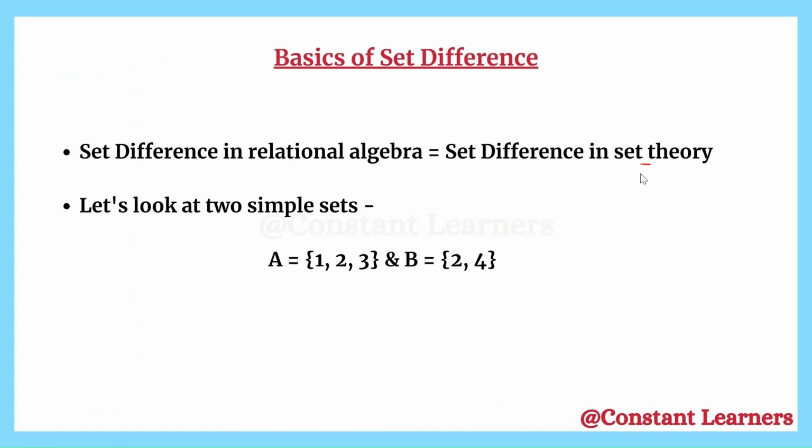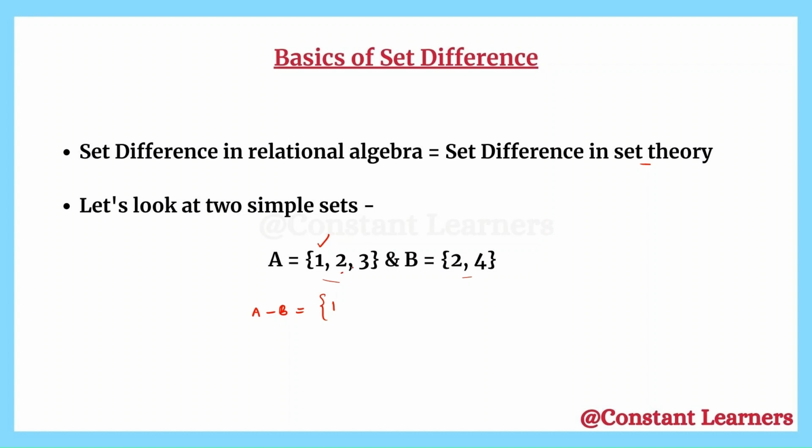Okay? To illustrate this, let's take two simple sets. Set A has the elements 1, 2, and 3, and set B has the elements 2 and 4. Now, if we take the difference of these two sets, that is A minus B, what do we get? Now, see, this 1 is present in A, but it is not present in B, right? So, in A minus B, this 1 will be present.